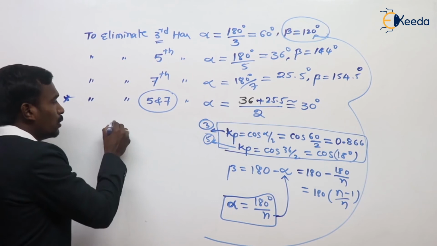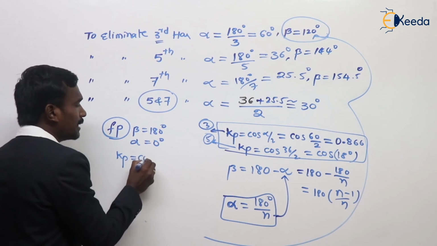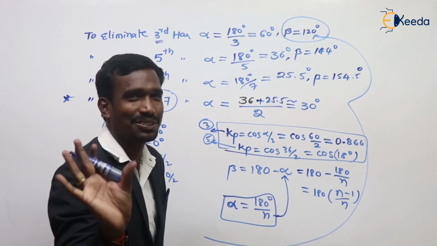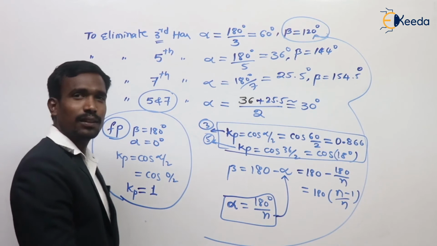I said for full pitch winding beta is 180. If beta is 180, alpha is 0. For full pitch winding alpha is 0. So KP is equal to cos alpha by 2, cos of 0 by 2. What is 0 by 2? There is no half of zeros, only zeros. So cos 0. What is cos 0? Cos 0 is 1. So for full pitch winding KP is equal to 1.